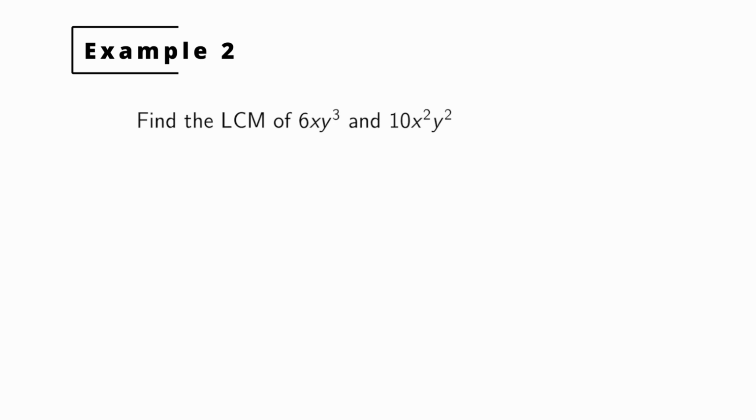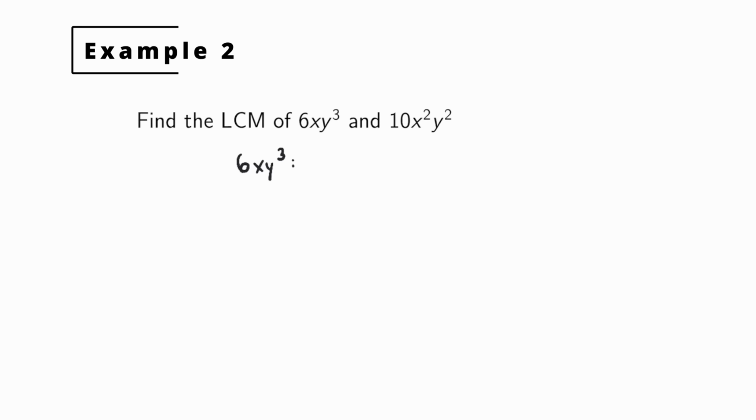In this example, we wish to find the least common multiple of two monomial expressions. Now we do it the same way we did in the previous example. We simply look at each expression, we find the prime factorization for any numerical factors, and then for our least common multiple, we look at each unique type of factor, and our least common multiple will be the largest power of each unique factor. So we start by factorizing 6xy cubed.